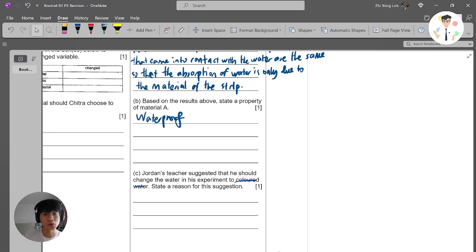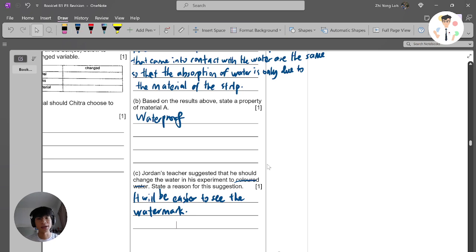So what will be the reason? You can say that it will be easier to see the watermark. Okay, it just helps us to see easily. Not a big deal. Even if you want to use the normal water again, it's fine. It's just a bit harder to see.